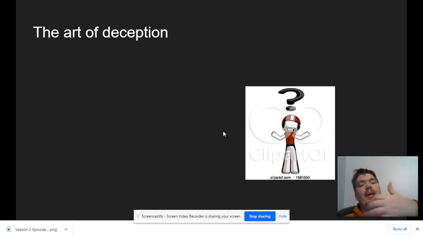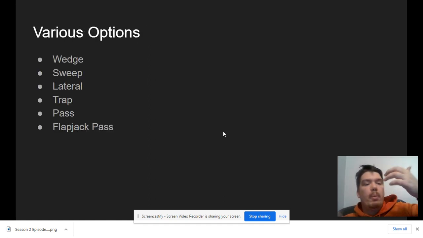And that's what we're going to talk about next time when we go through all the plays, how it makes each one look like the other. When we talk about the various options, we got the wedge, we got sweep, we got lateral, we got trap, we can throw in power, we got pass, and we got a special one for you.